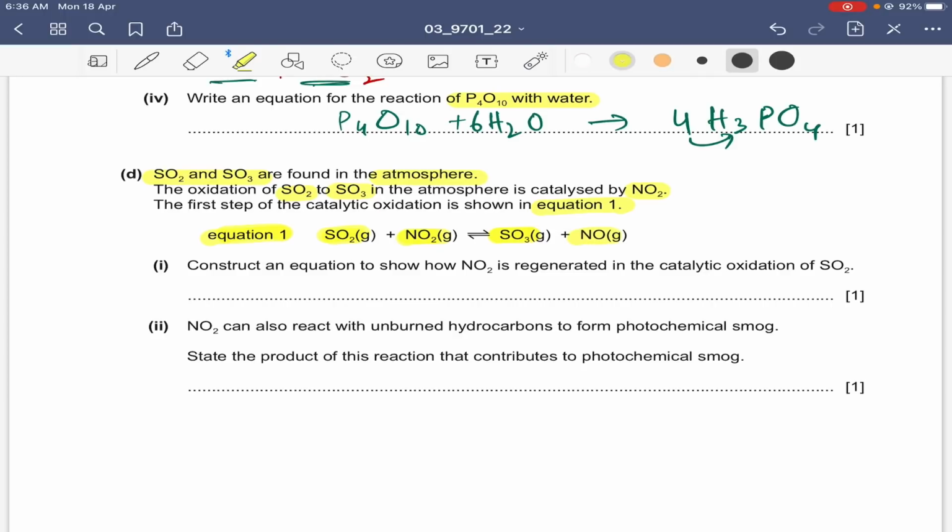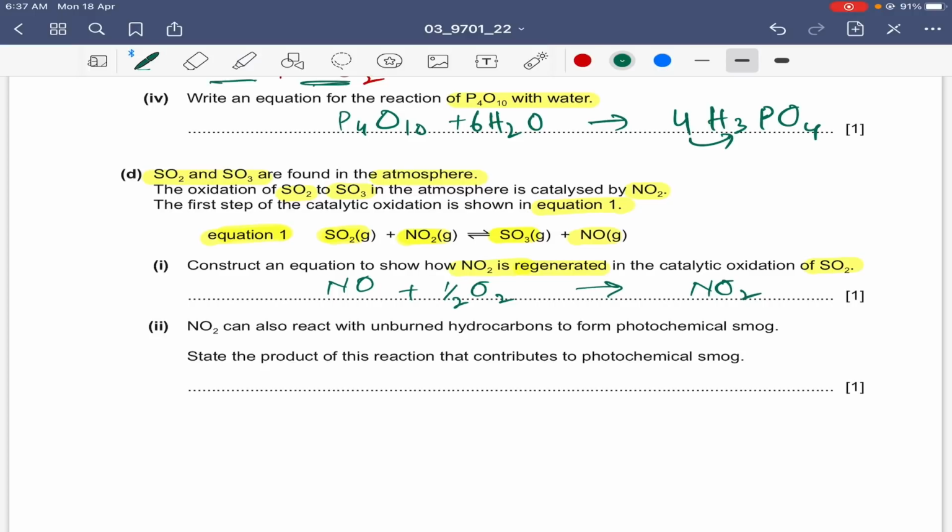Now construct an equation to show how NO2 is regenerated in the catalytic oxidation of SO2, because NO2 is acting as a catalyst, so it must be regenerated. And how it regenerates in the air, it reacts with nitrogen monoxide, it reacts with oxygen, gets oxidized and converts back into nitrogen dioxide. And to balance it, we write 1/2 with the oxygen. All right, so this is the balanced equation.